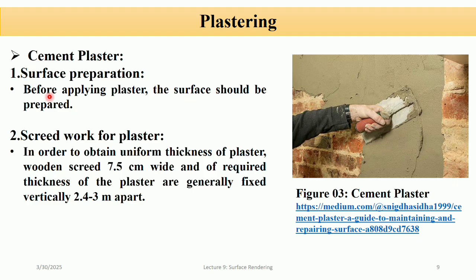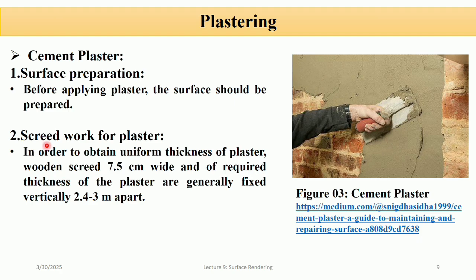The first step is surface preparation. Before applying plaster, the surface should be prepared and the joints of the masonry are properly raked to a depth of 10 to 15 mm to provide a key to the plaster. The surface is then thoroughly wetted with water, washed well, and kept wet for 6 hours.